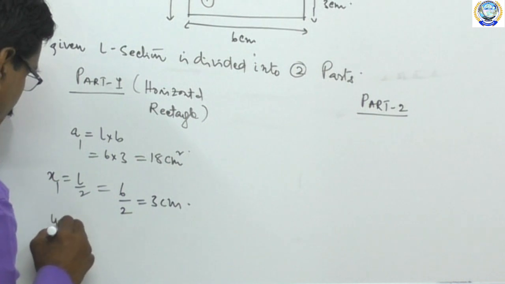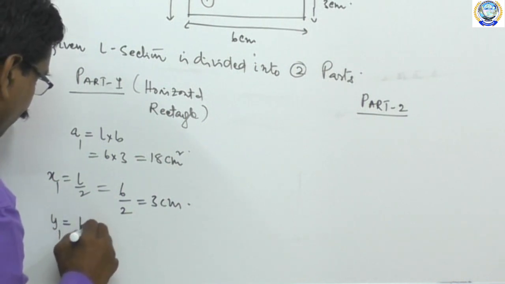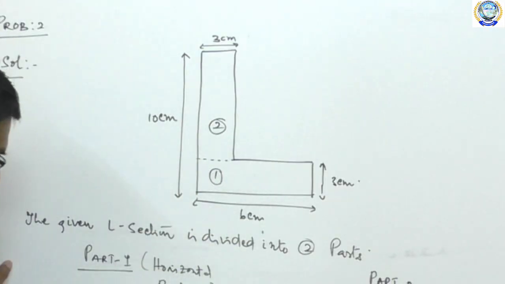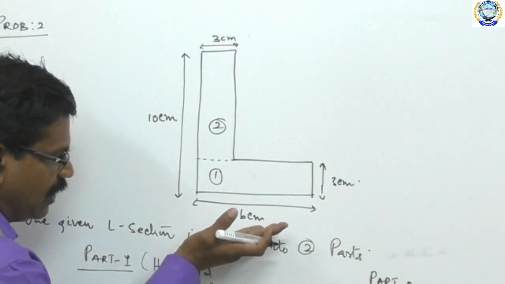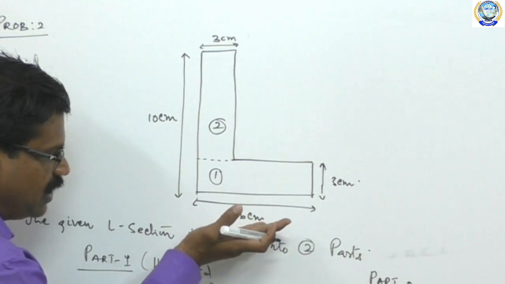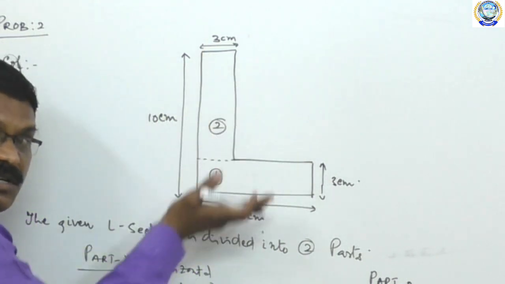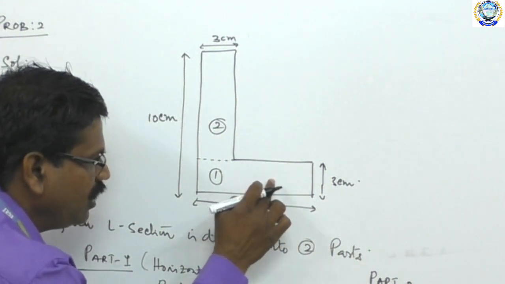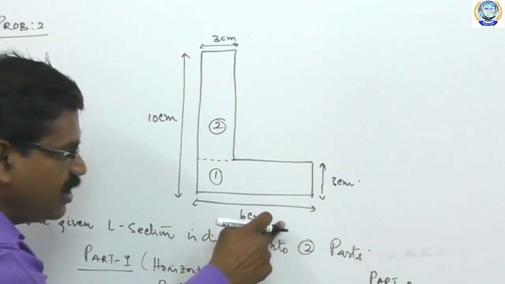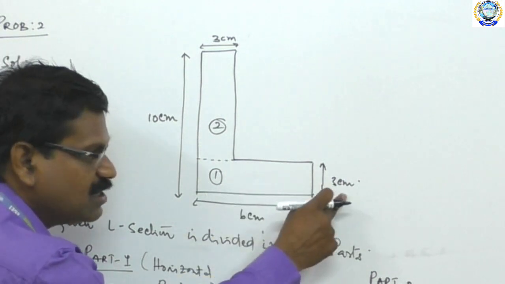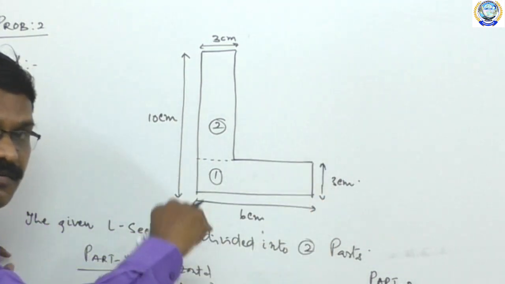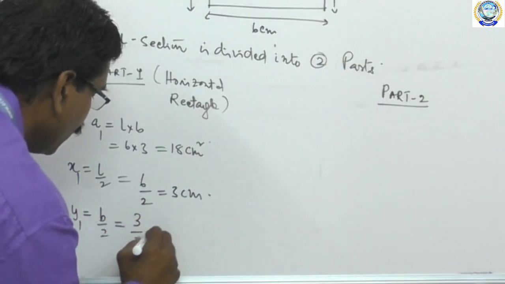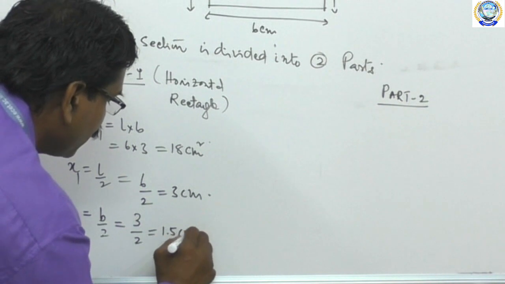Similarly, Y1 is equal to B by 2. For the first portion, I should calculate y coordinates. I should move from downward to upward direction. That is the secret of finding y coordinates. If you take the first portion, before this portion we don't have anything else. Therefore, for this portion my B is considered as 3. That implies y1 is equal to B by 2, which is 3 by 2, that is equal to 1.5 centimeters.